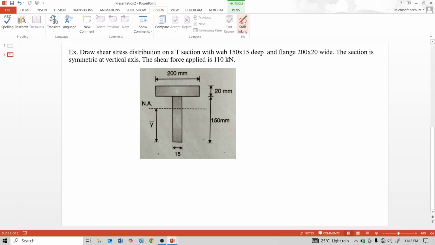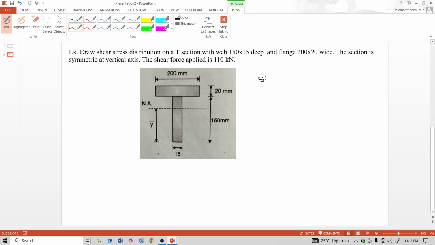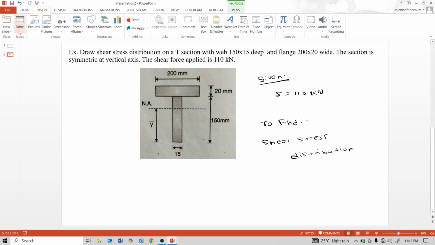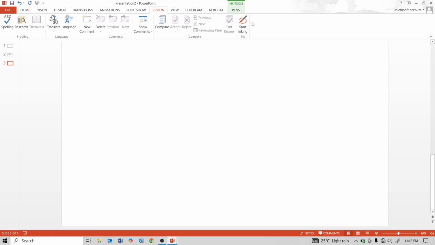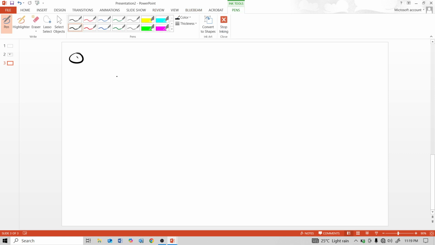So first write the given data. Shear force capital S is equal to 110 kN, and to find the shear stress distribution. Now, position of neutral axis y bar.